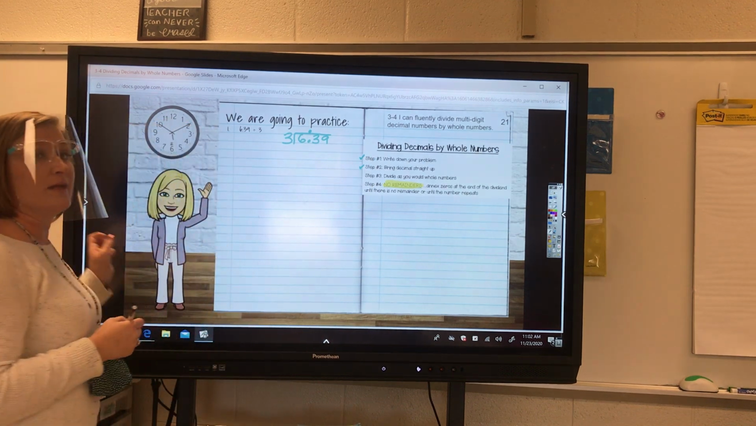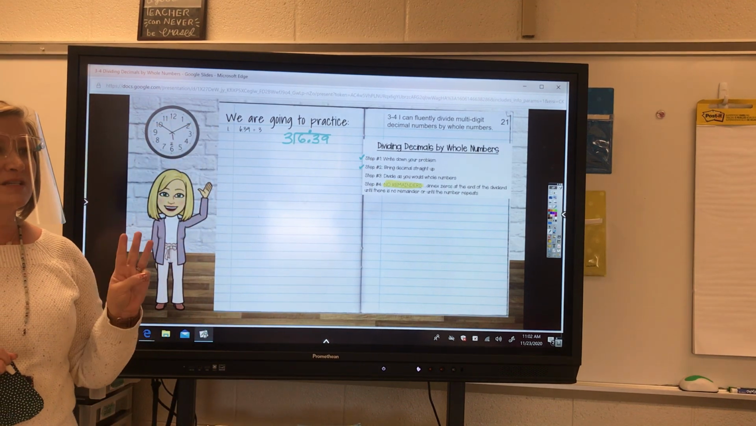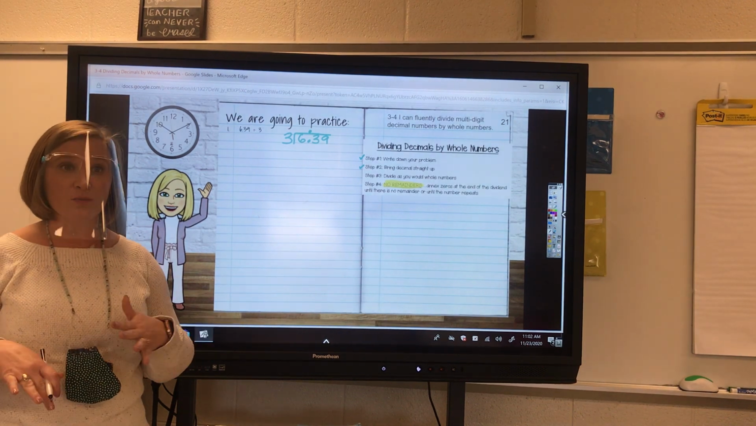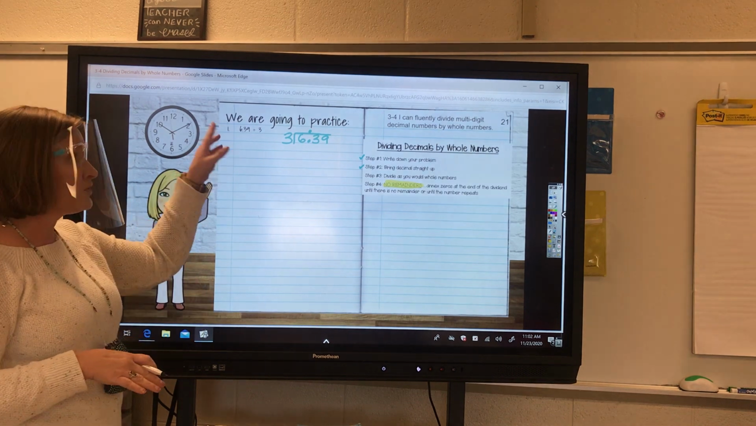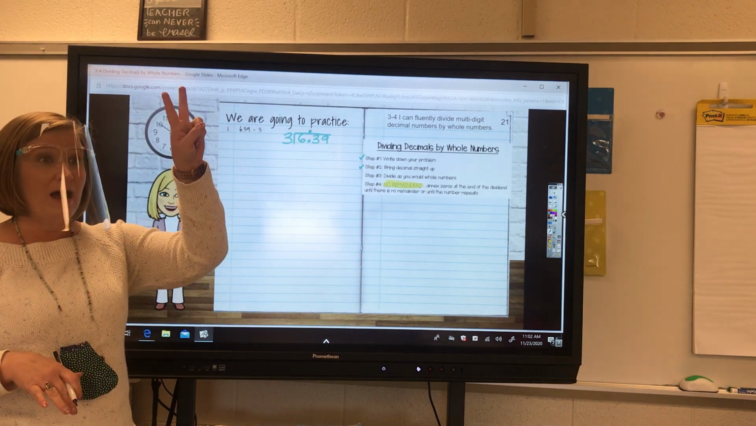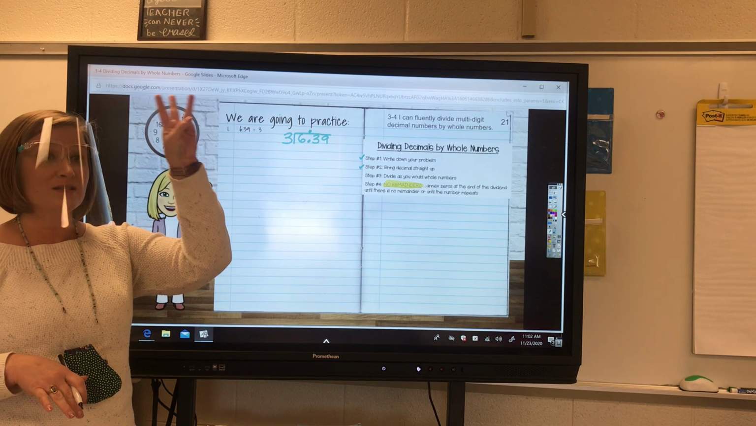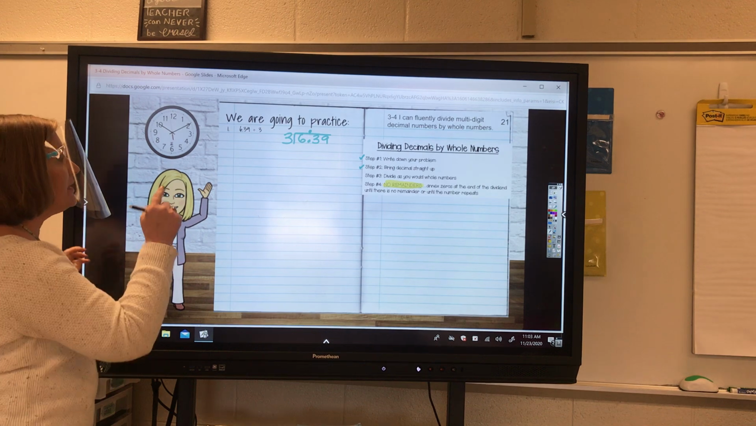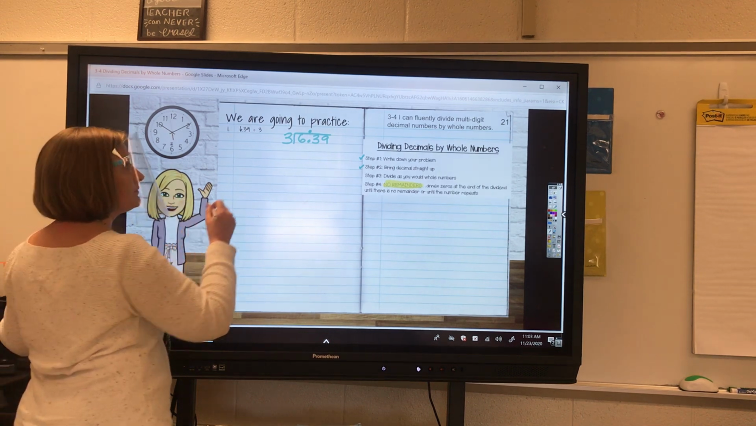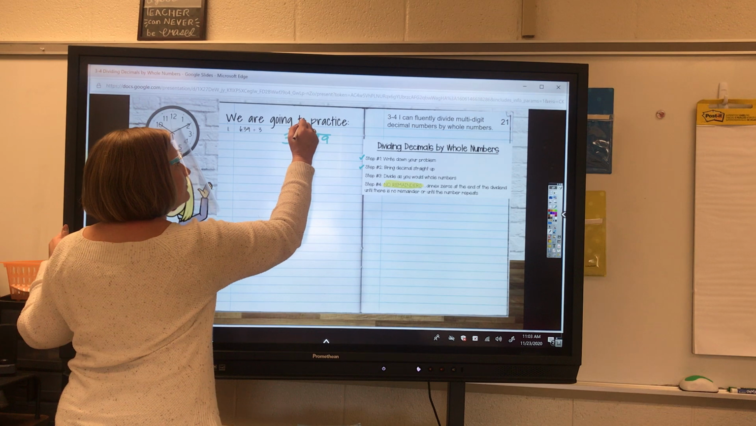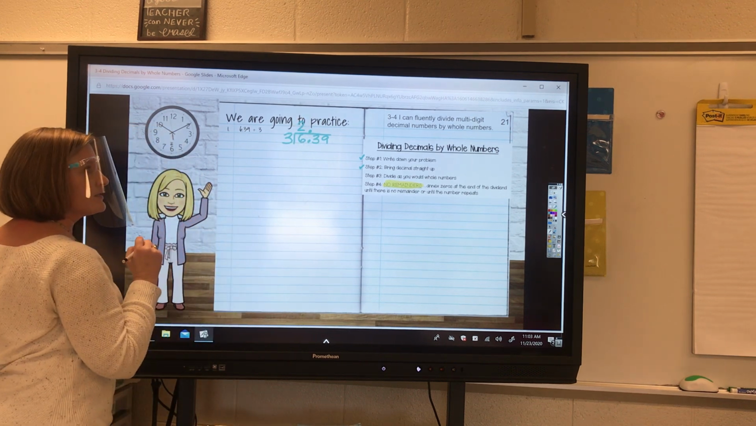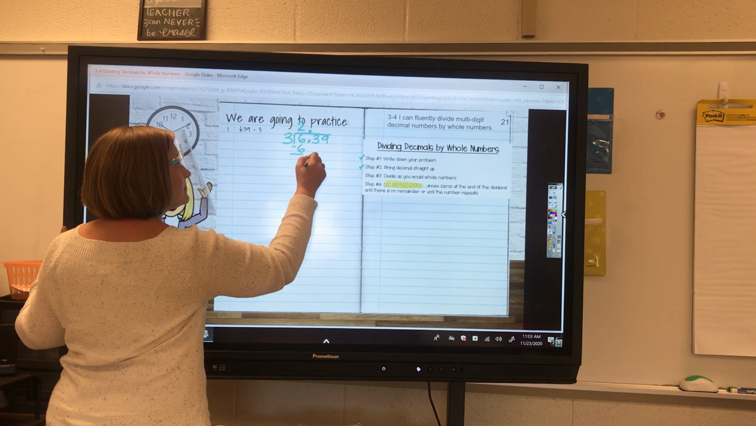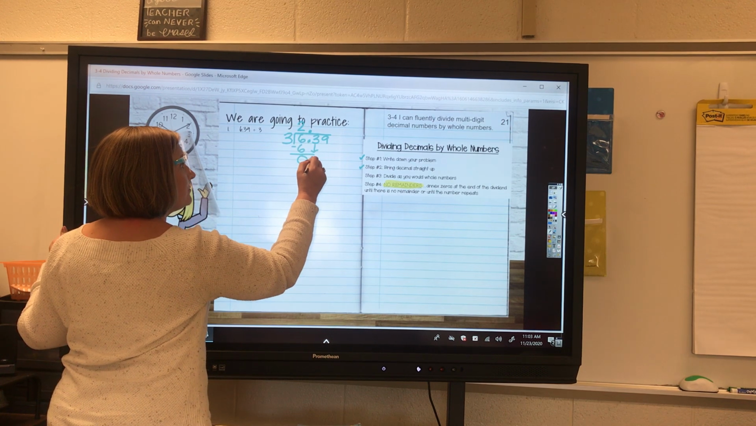So I've done step 2. What does step 3 tell me to do? Divide like normal, okay? Ignore the decimal and just divide like normal. So, divide, multiply, subtract, bring down, no remainders. We're going to have to repeat. So, how many times will 3 go into 6? 2. 2 times 3 is 6. So, multiply, subtract, bring down.